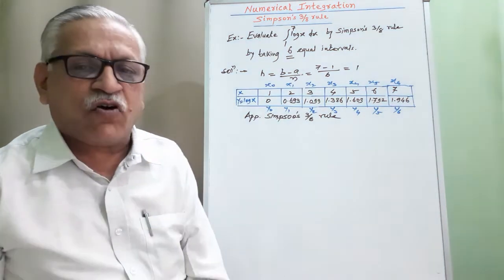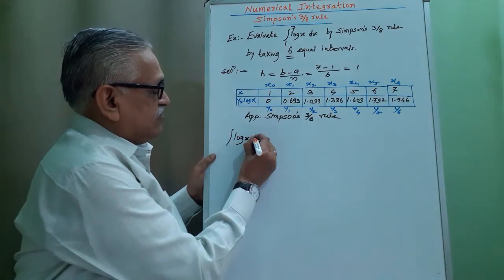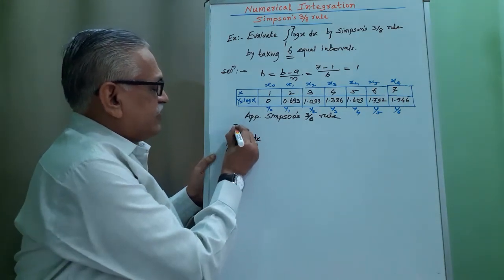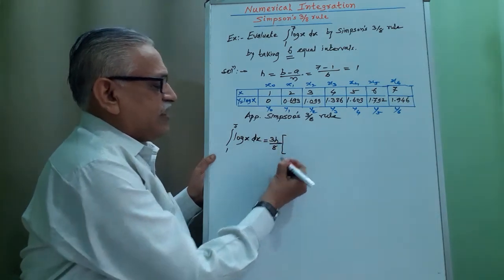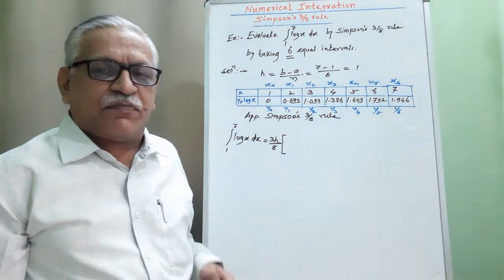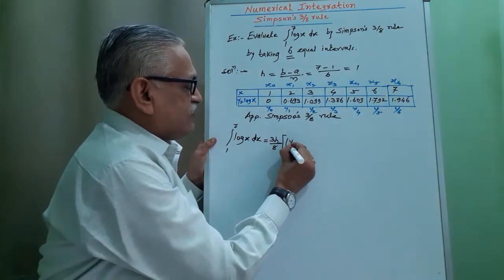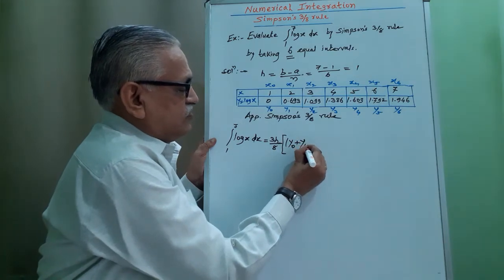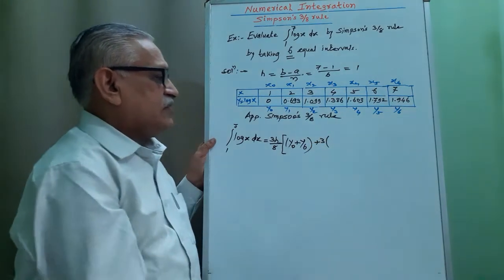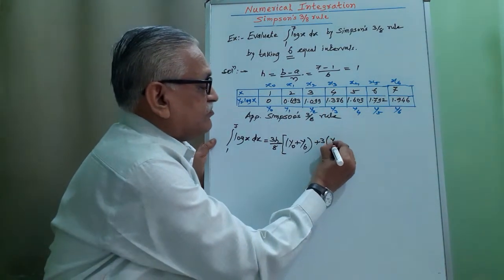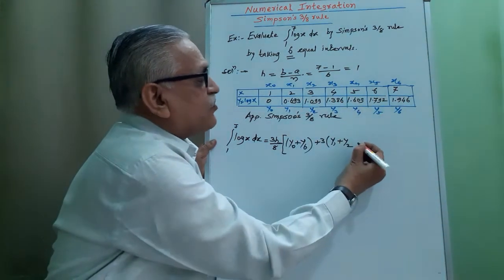Then applying the formula, the integration of log x between limits 1 to 7 is 3h by 8. First of all, I will write the formula and then we substitute the values with the help of the table. It is y0 plus y6, the sum of the first and last values, plus 3 times y1 plus y2. Then we neglect y3. Then we take y4 and y5.